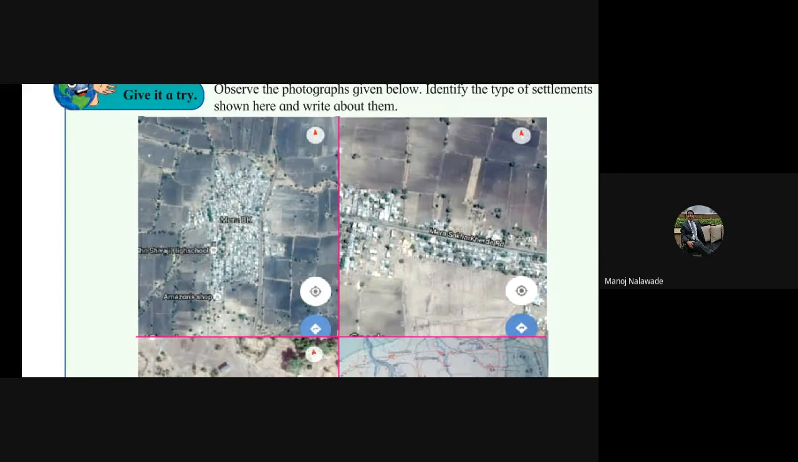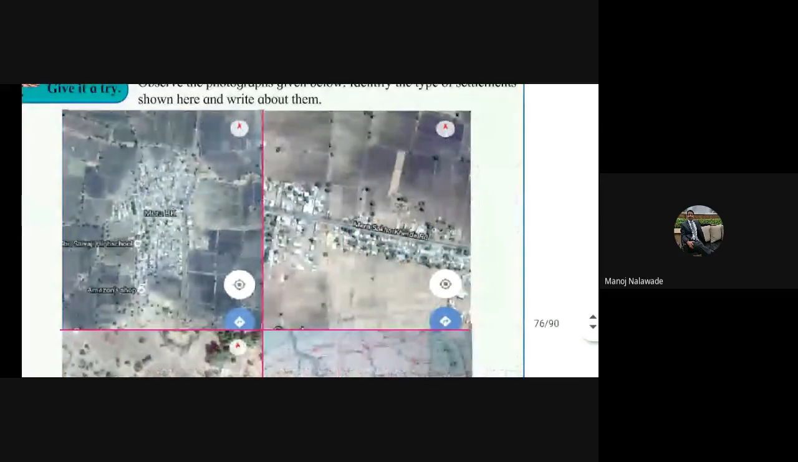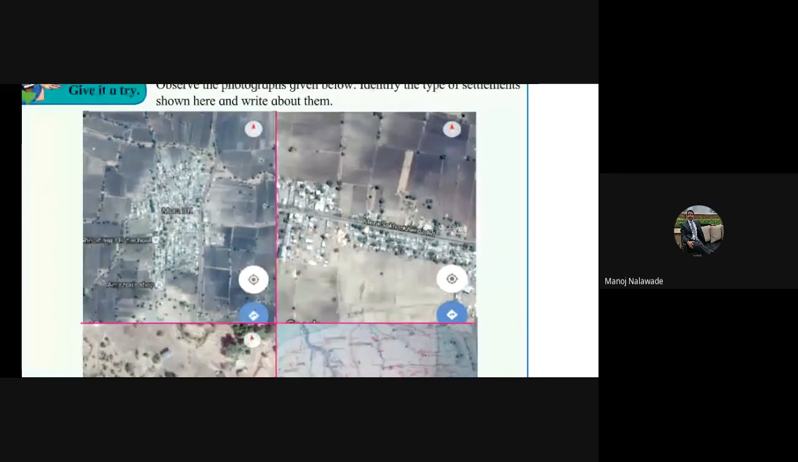Now, if you go to the second one, then you can see there is a Mera Sakharkara. I cannot read there. So, second one is what type of settlement is there? Linear. Yes, it is linear. You can see one road is passing over there, and around that road, people settled.